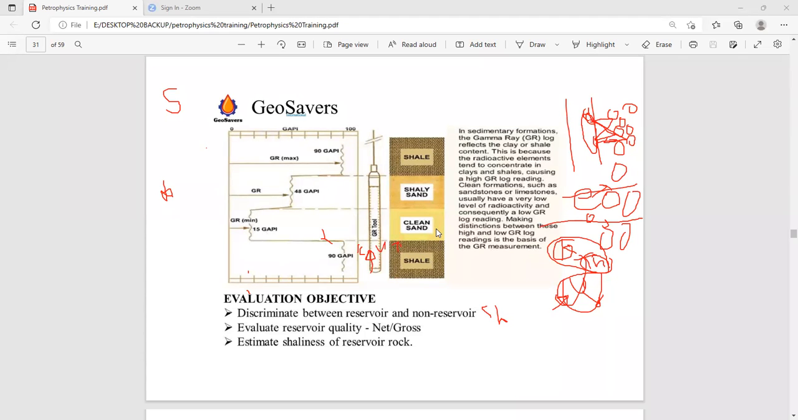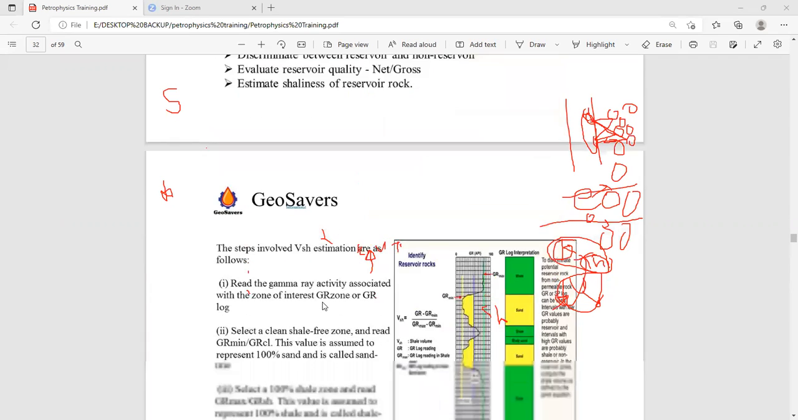The fact that we use the term clean sand is a relative term. It doesn't necessarily mean that it has zero clay or zero shale in it, because there is no way you can ever have sand with zero shale in it. You must always have that contamination. But we use the term clean if the gamma ray value is less than 15, then you can attribute it as a clean sand.